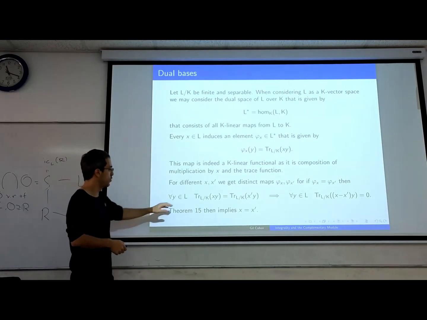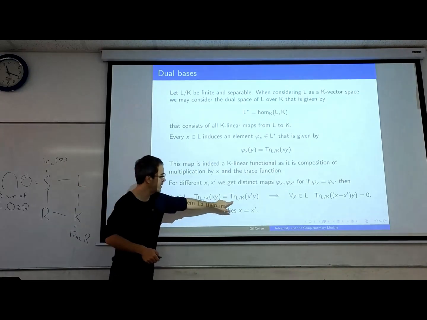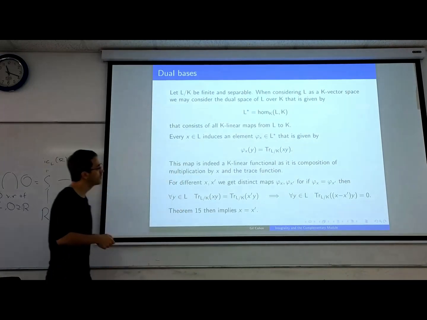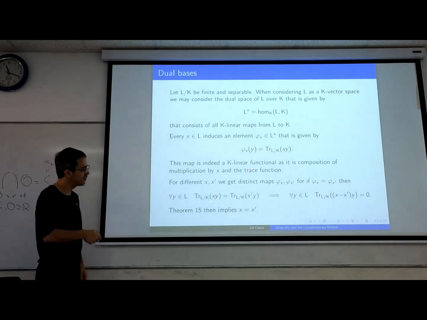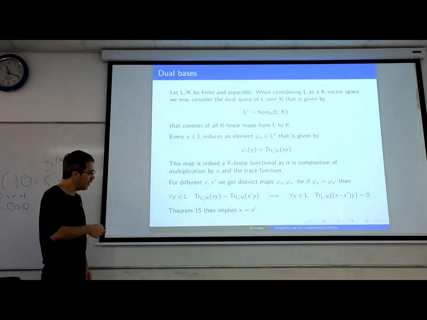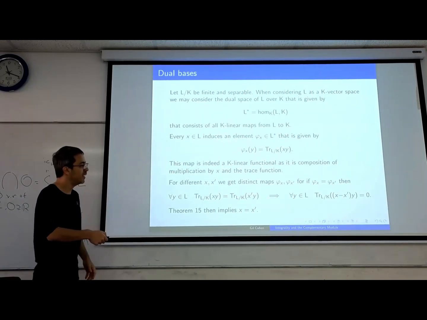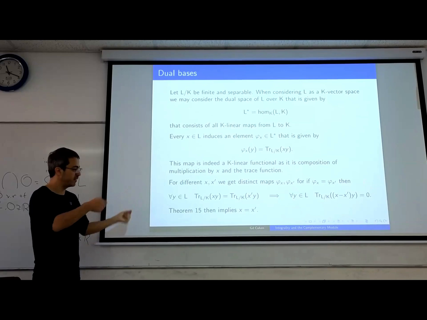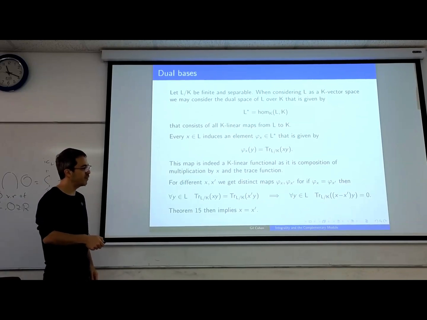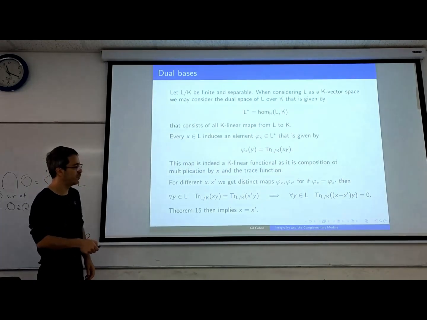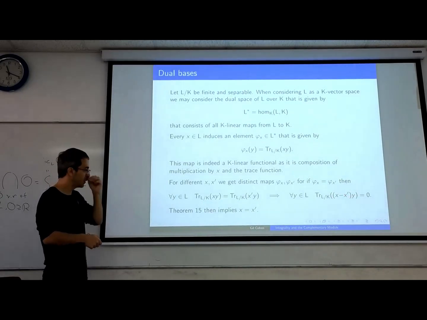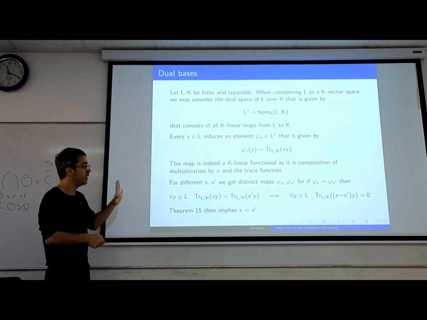And why is that? So this is phi sub x applied to y, and this is phi sub x prime applied to y, right? Because phi sub x is just the trace like that. And if for every y these two are equal, which would mean that the two maps, phi sub x and phi sub x prime, are the same, then it means that for every y, using the additivity and so forth, the trace of their difference times y is 0.